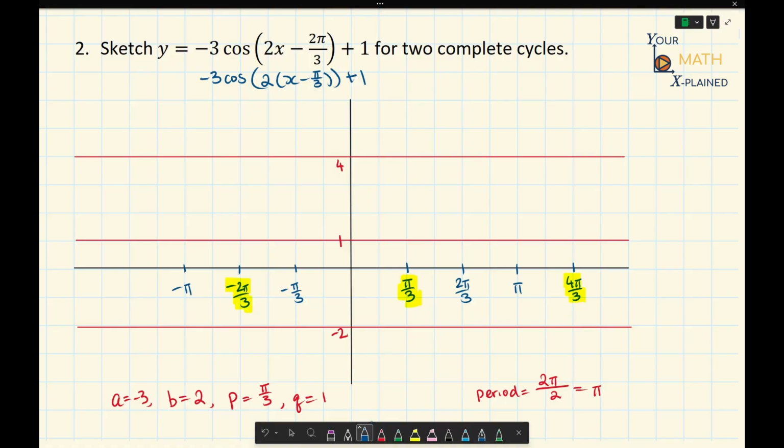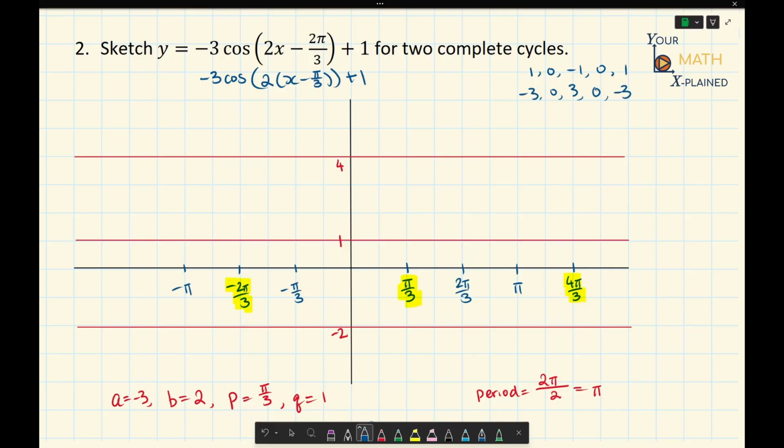So the original cosine function has a 5-point summary of starting at 1, and then it goes to 0, and then it goes to negative 1, and then it goes back to 0, and then it goes back to 1. But because our a here is negative 3, that means it's going to get flipped upside down and multiplied by 3. So our 5-point summary here is going to be negative 3, 0, positive 3, 0, and negative 3.